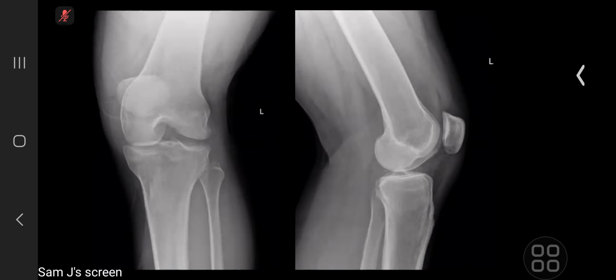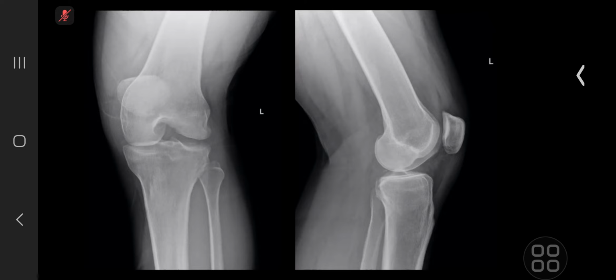And following the orthopedics review, they may wish to organize MRI of the knee to assess for any ligamentous injury. Again, I'm just focusing to see whether there's any evidence of second fracture, but I don't see that. So I think that suggests less likely to be ligamentous, although it's not completely excluded on the basis of the plain film.